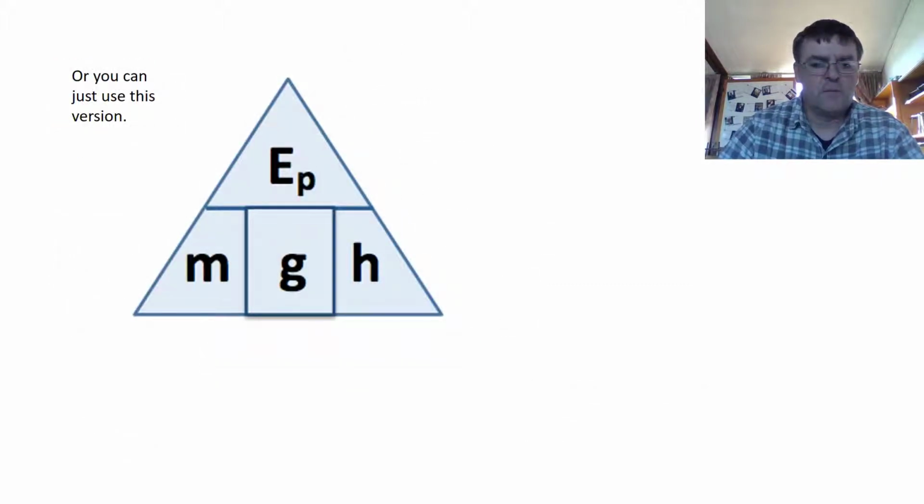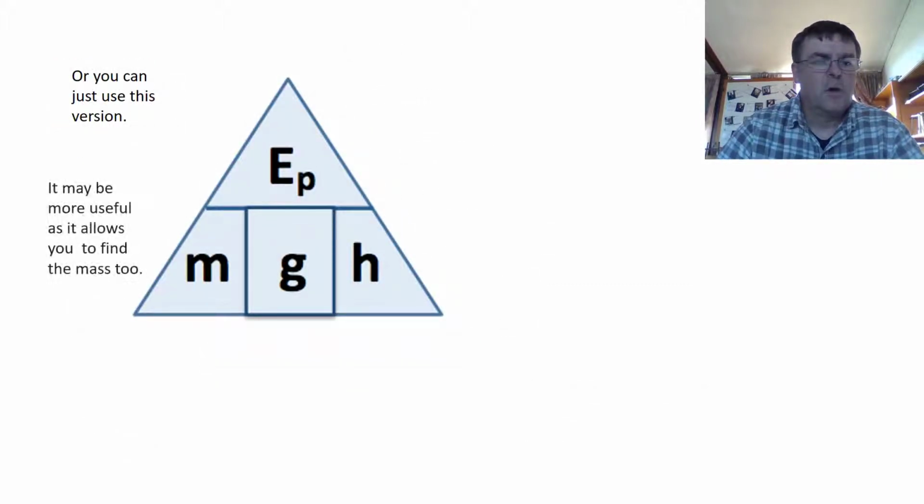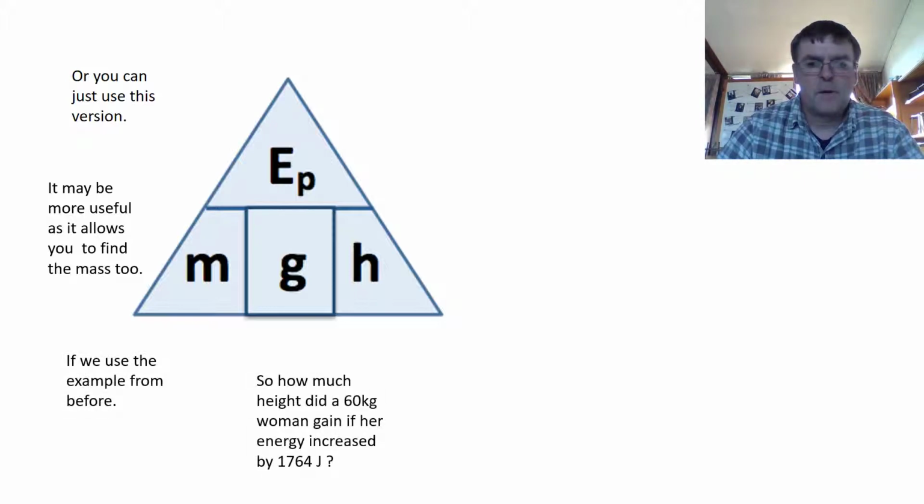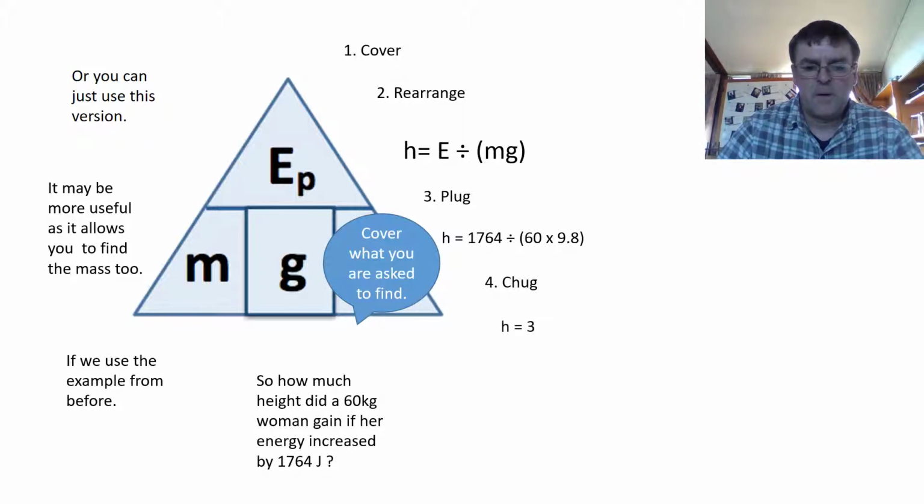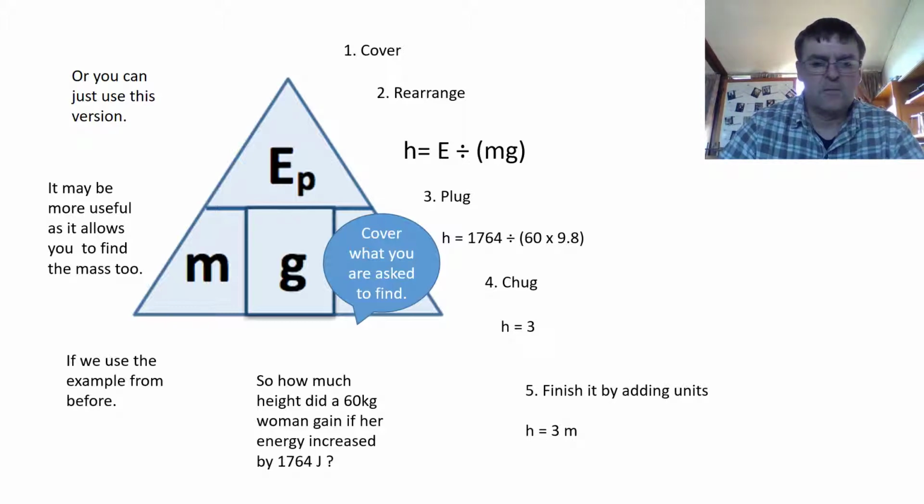Let's try using this version. This is actually my preferred version, because it allows you to find the mass as well without having to rearrange and worry about F and that sort of carry on. I think it's simpler and easier. Let's use the same example. So we cover up what we're trying to find. That's the H. Rearrange the equation. So now we've got H is E divided by mg. Plug through the maths. 1764 divided by 60 times 9.8. So we chug through the maths to get that number, 3. And add the units, we get the answer of 3 meters.